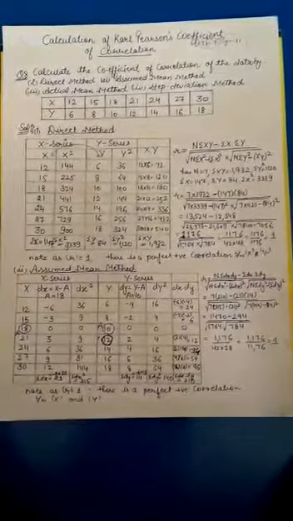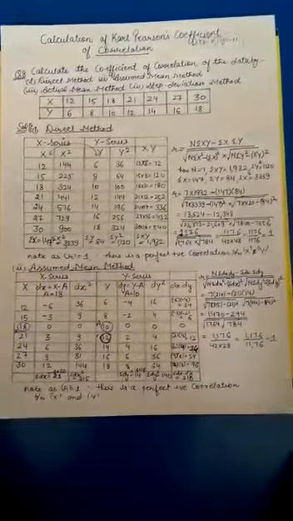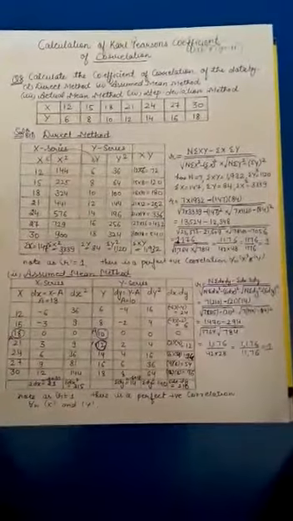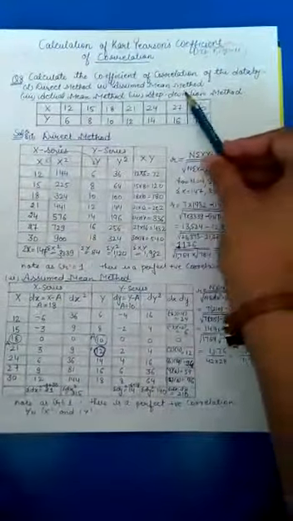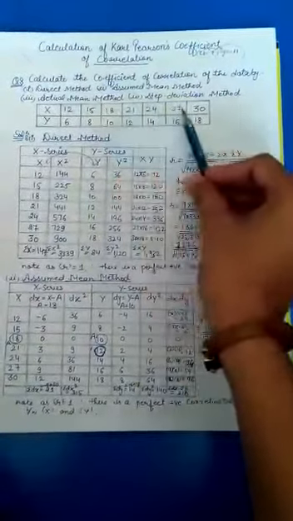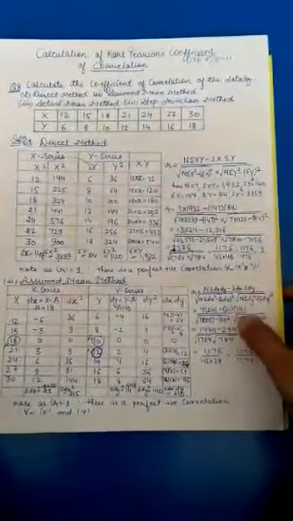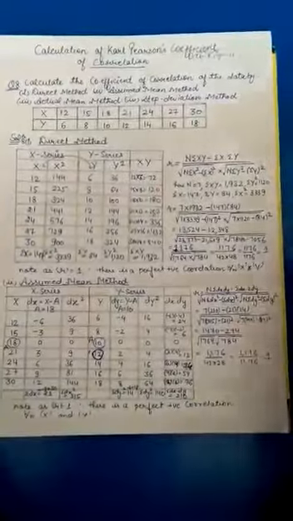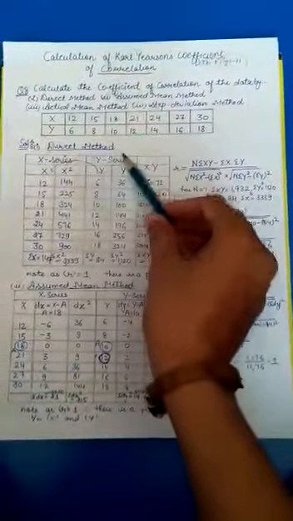We have completed our first method of calculating the coefficient of correlation, that was using the scatter diagram, and today we will be doing the numericals on calculation of Karl Pearson's coefficient of correlation. Under this method there are 4 different ways to calculate: direct method, assumed mean method, actual mean method, and step deviation method.